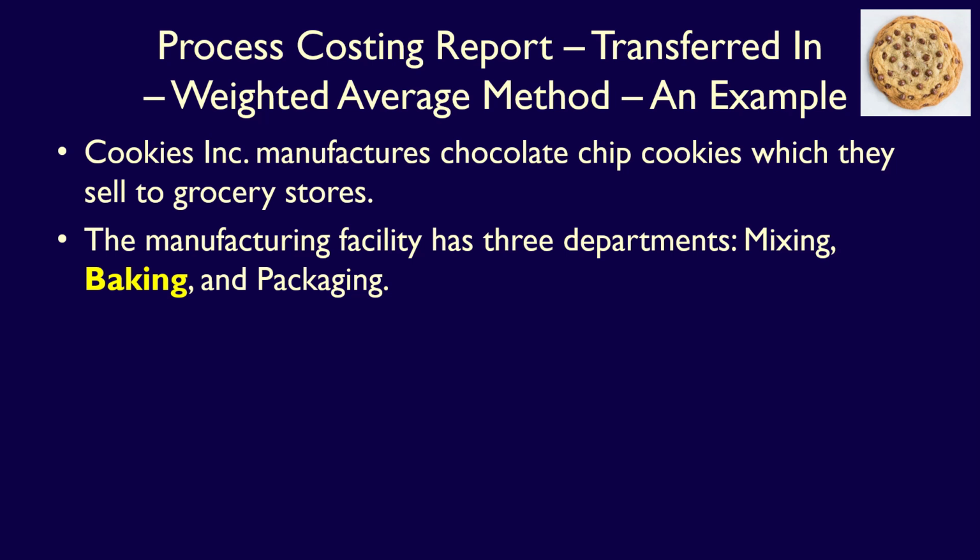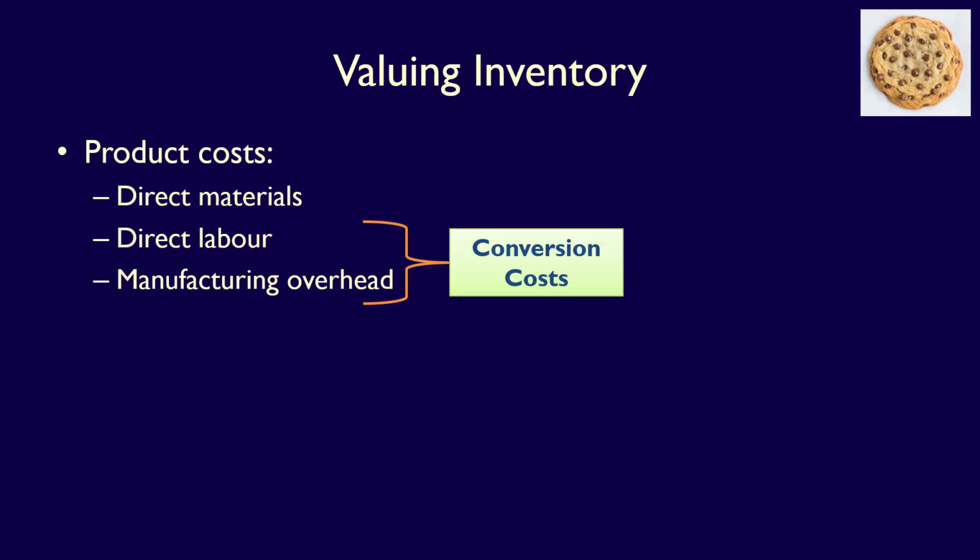In this video, we'll complete the process costing report for the baking department, including transferred in units and costs using the weighted average method. Recall that for purposes of determining the cost of inventory in the process costing system, we combine direct labor and manufacturing overhead costs into one category called conversion costs. That's because these two costs are used to convert direct materials into finished goods, hence the name of the combined category, conversion costs. Keep that in mind as we move through this problem.